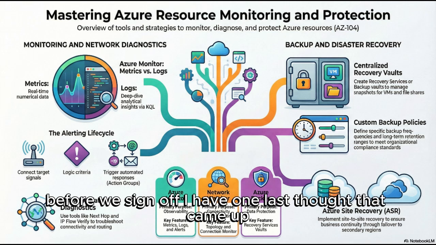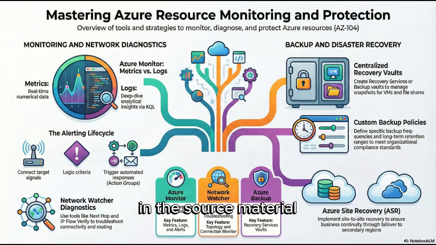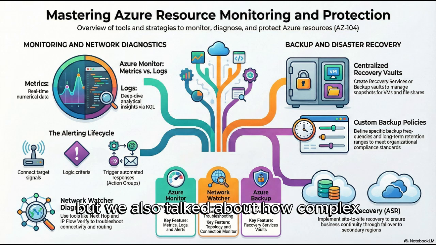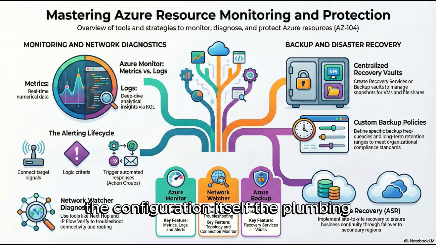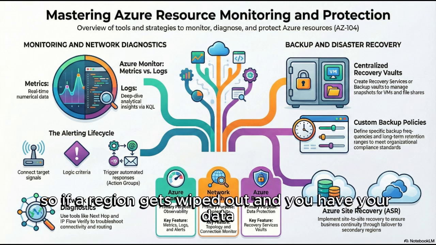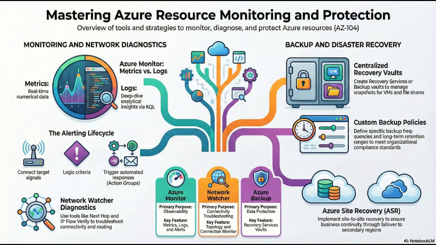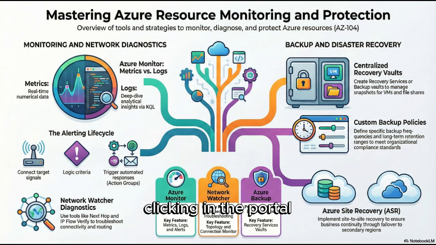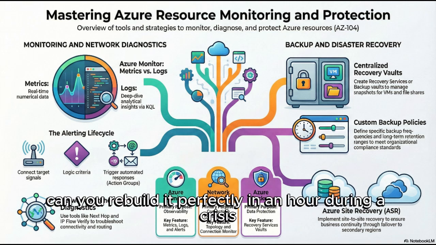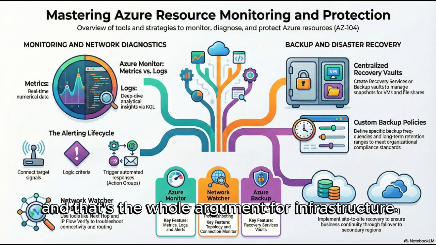Before we sign off, I have one last thought that came up in the source material. We talked so much about backing up data, but we also talked about how complex the infrastructure is, the NSGs, the policies, the routes. Right. The configuration itself, the plumbing. So if a region gets wiped out and you have your data, do you have a place to restore it to? If you built your whole network by hand, clicking in the portal, can you rebuild it perfectly in an hour during a crisis? And that's the whole argument for infrastructure as code.